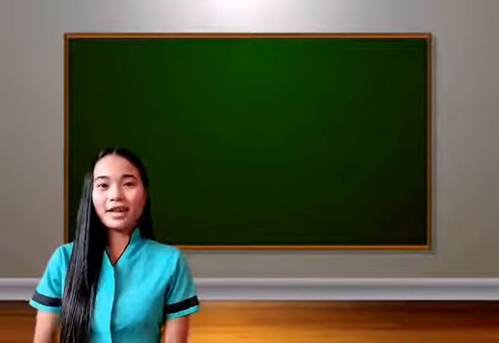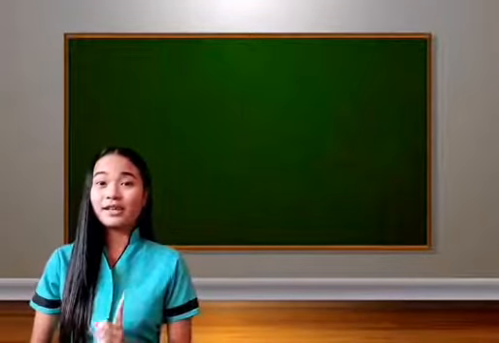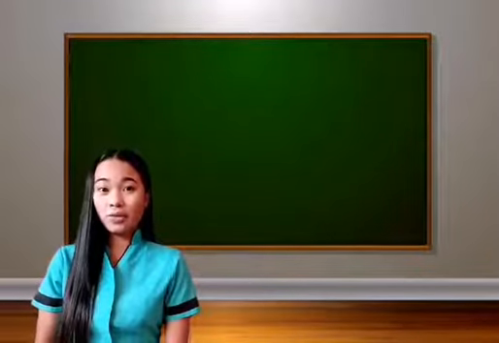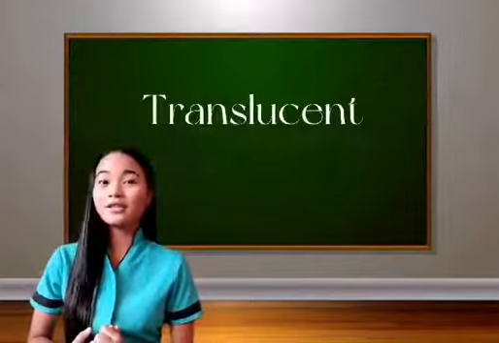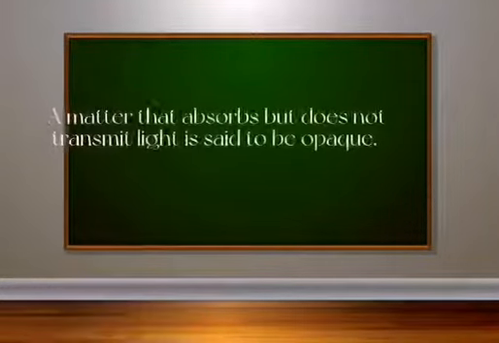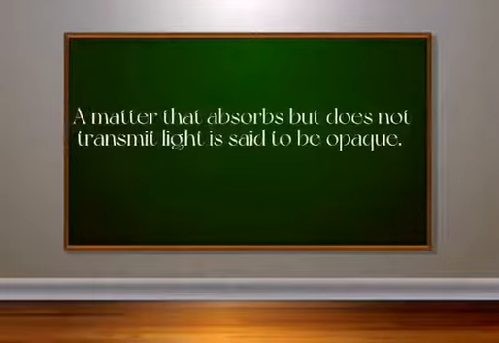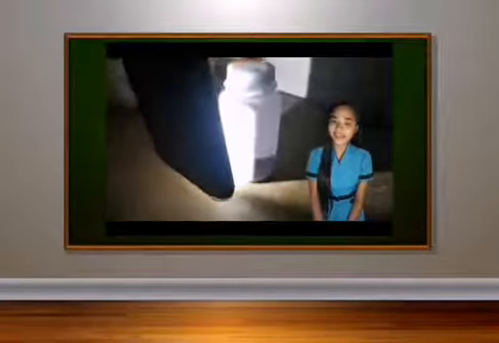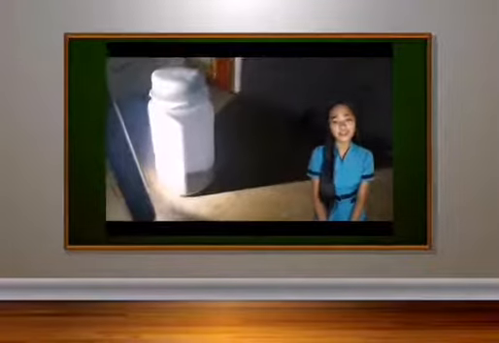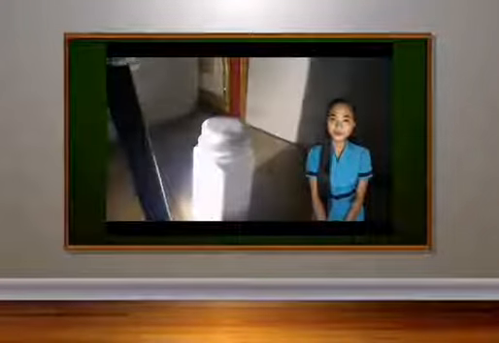Other materials like frosted glass allow some of the light to pass through, but you cannot see objects clearly through them. These materials are what we call translucent. A matter that absorbs but does not transmit light is said to be opaque. Most solids are opaque. You cannot see light through them.